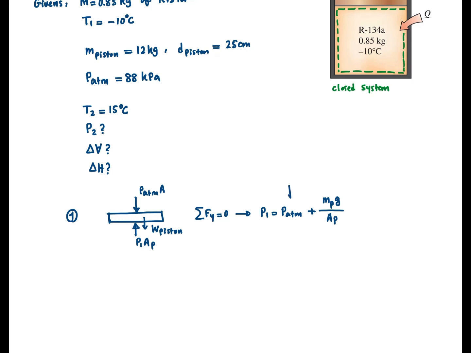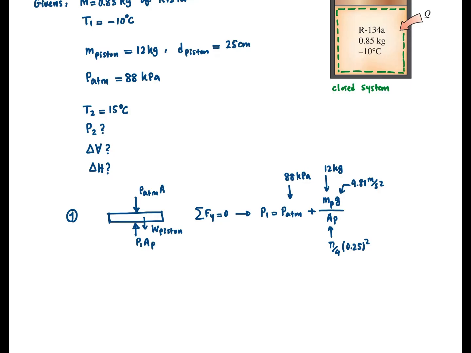Atmospheric pressure is given 88 kilopascal. Mass of the piston is given 12 kilogram. G is 9.81 meter per second squared. And area of the piston is pi divided by 4 times the diameter squared.